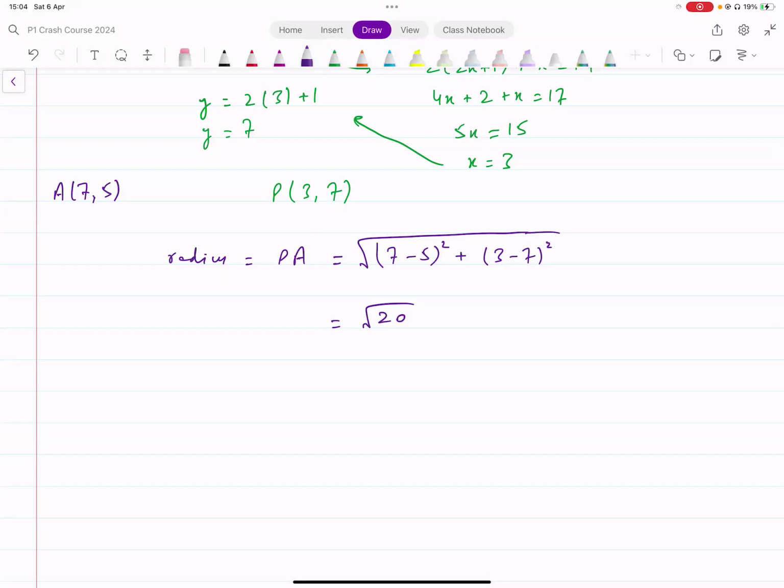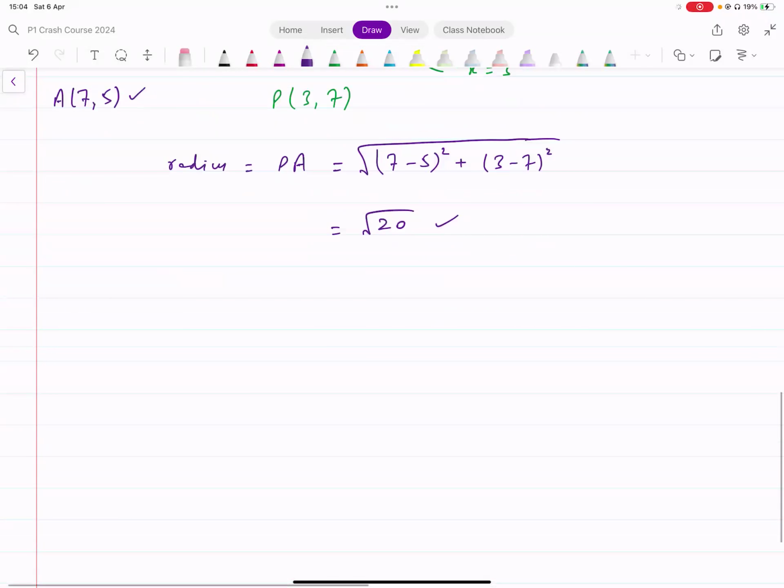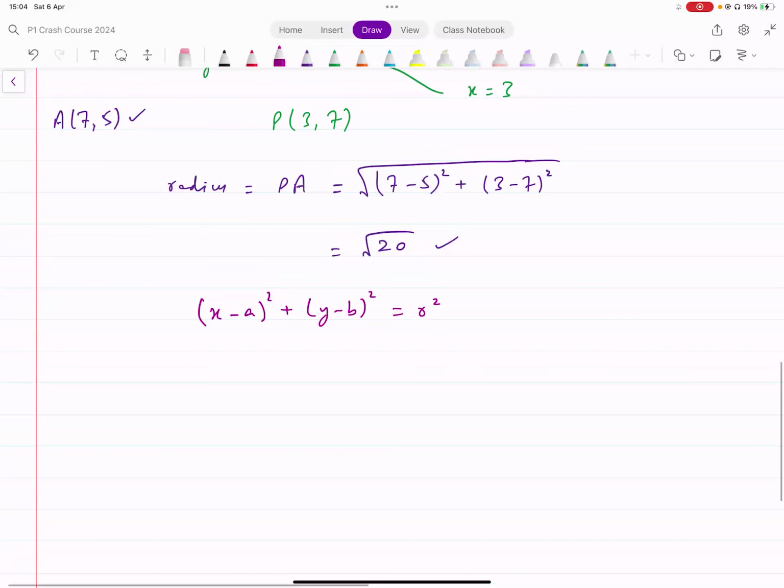So now we've got the radius and we have the coordinates of the center. Center is this, radius is this. You can write down the equation of the circle. You can say x minus a whole squared plus y minus b whole squared equals r squared. Just input values. This is supposed to be a, this is supposed to be b, and this is supposed to be the radius. x minus 7 whole squared plus y minus 5 whole squared equals r squared. That means square root of 20 whole squared. That gives you 20. And that's the equation of the circle that we were looking for.